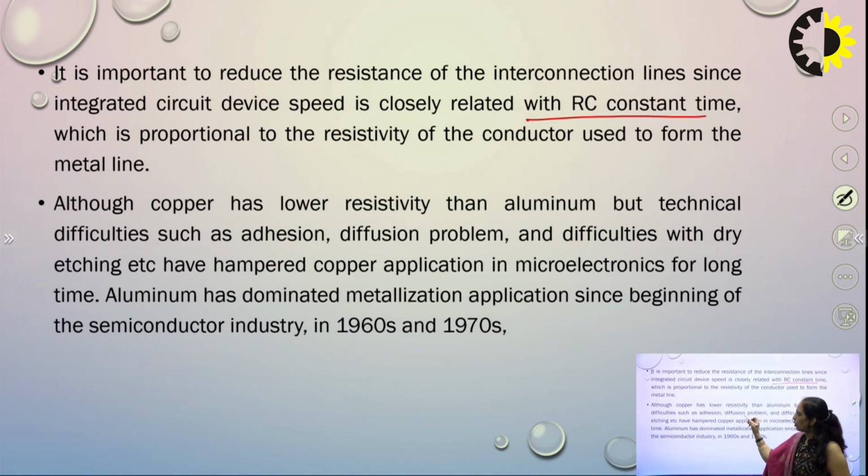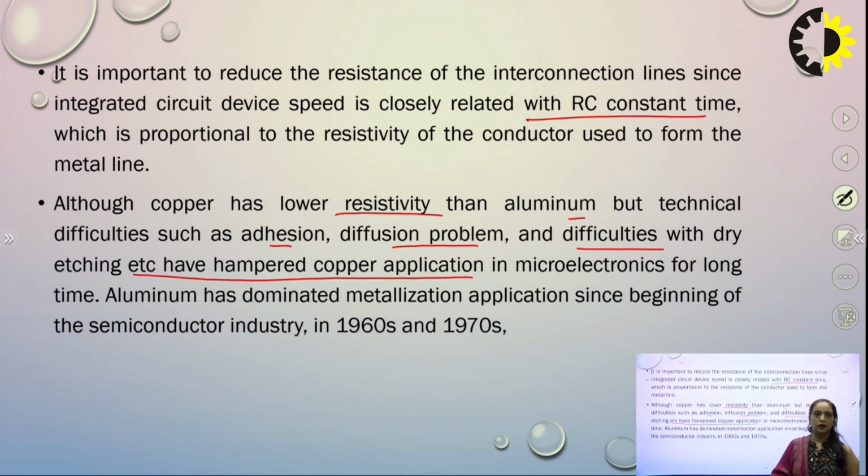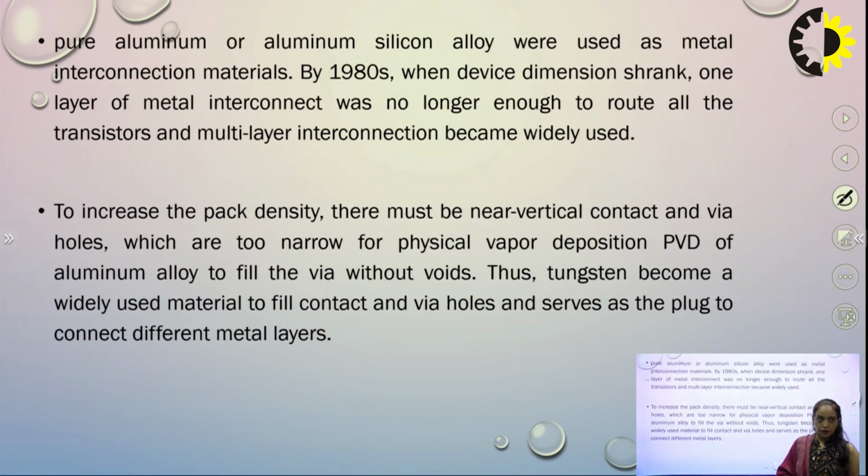Although copper has lower resistivity than aluminium, technical difficulties such as adhesion, diffusion problems, and difficulties with dry etching have hampered the copper application in microelectronics. So aluminium has been used for metallization since the 1960s and 1970s. Pure aluminium or aluminium-silicon alloy were used as the metal interconnect material.